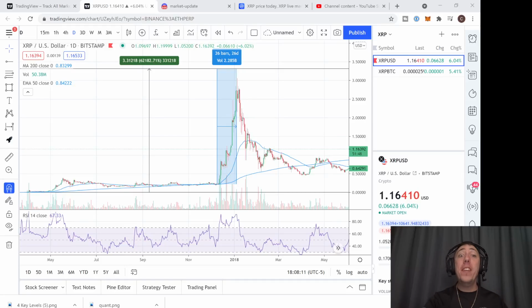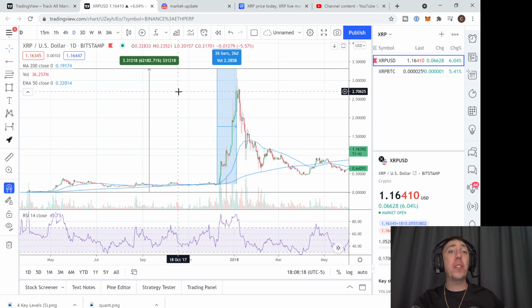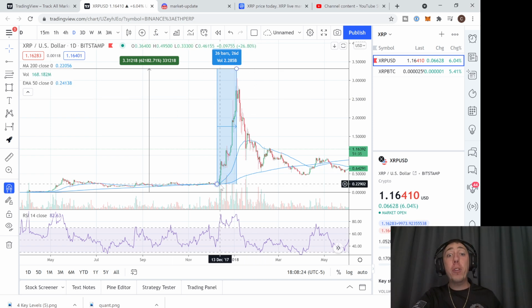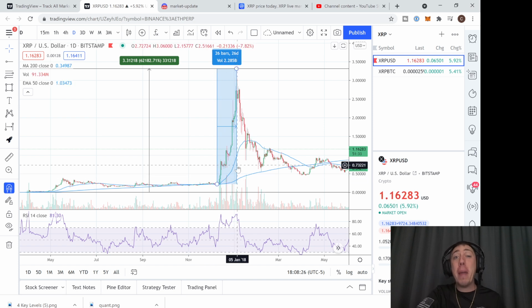XRP was the undisputed champion of the previous bull run. It had an absolutely astounding 62,182% run in the span of about a year. Even more impressive is that a majority of the increase happened in a span of only 26 days. This coin has absolutely massive explosive potential.